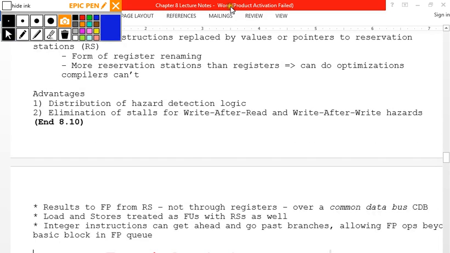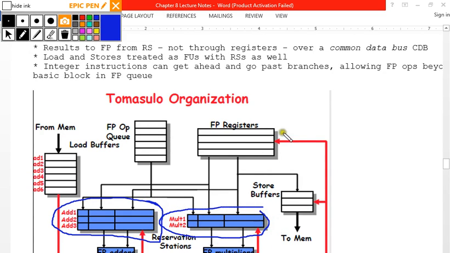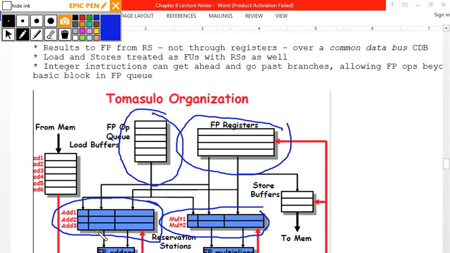So here's the whole idea of Tomasulo organization. You have all these instructions. In this case, it has 3 floating point adders, 2 multipliers, and you have floating point registers where you're going to store values, and your operations queue. And everything goes over this one common data bus.